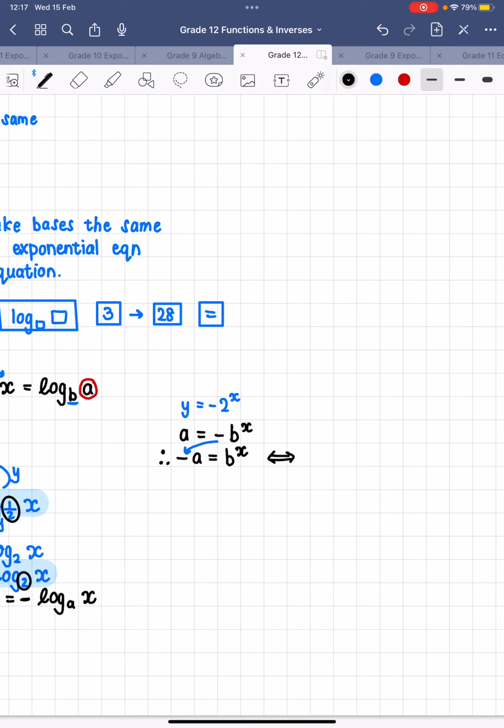Then we are going to say, okay, the exponent becomes the subject, equal to log base, the base of the exponent becomes the base of the log, and then we're going to have a negative a in those brackets.